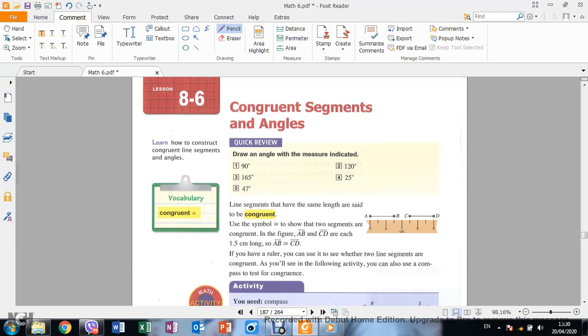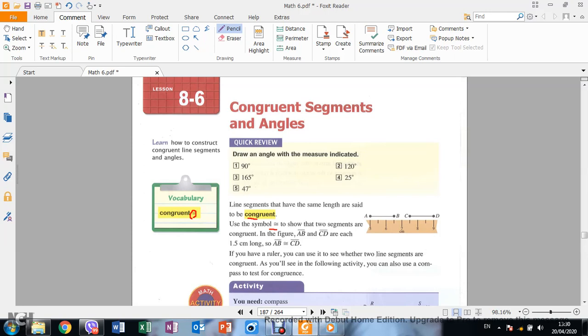Congruent means, for example, for a line segment, that line segments that have the same length are said to be congruent. Or for example, if we have a piece divided into two equal parts, the line segments have the same length and are said to be congruent. Look at this symbol, this is the symbol of congruent. We use the symbol of congruent to show a segment is congruent.